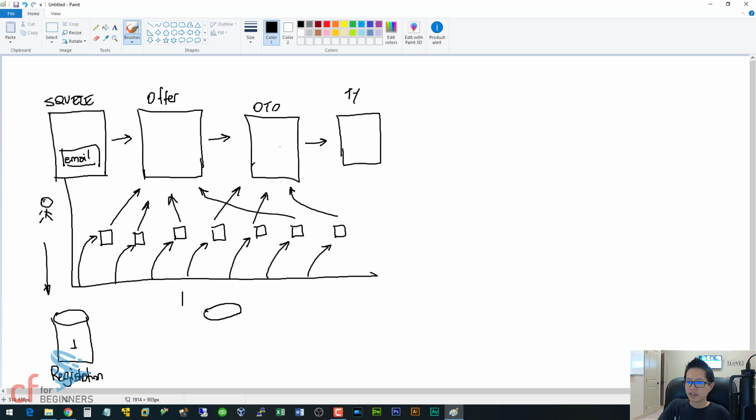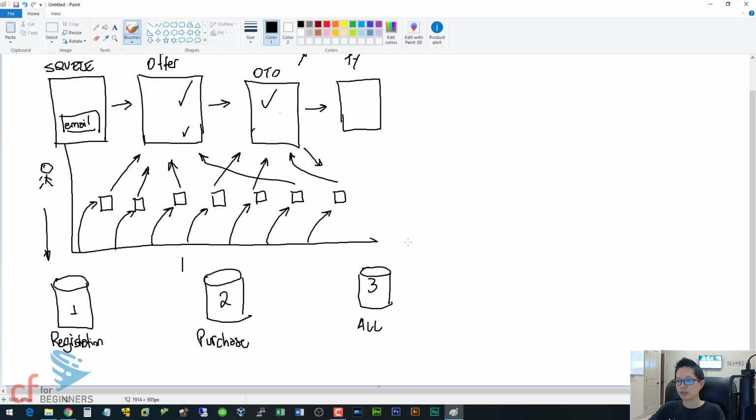Then we're going to have the second bucket, which is basically the purchase bucket. And that's when someone purchased, either it could be your offer or your OTO, or a bump offer over here, or a downsell over there, or an upsell over here. That's basically a purchase. And then we're going to have a third bucket, which is going to be an all bucket. And this is basically how the automation is going to work.